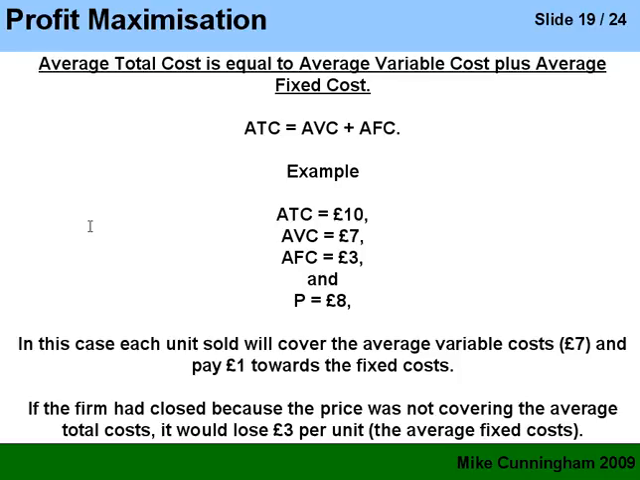So as it is, producing at price equals 8, and the average variable cost is only 7, it's making a pound towards the average fixed cost. It's making some contribution, so it's worth continuing in production. As long as you're covering the average variable cost, it's worth continuing in production. Obviously, there is incentive to get out of the business if possible. But if you can't get out of the business, as long as you're covering the average variable cost, it's making a contribution.